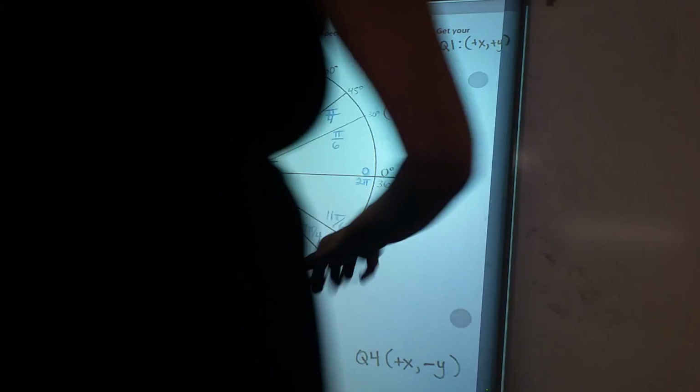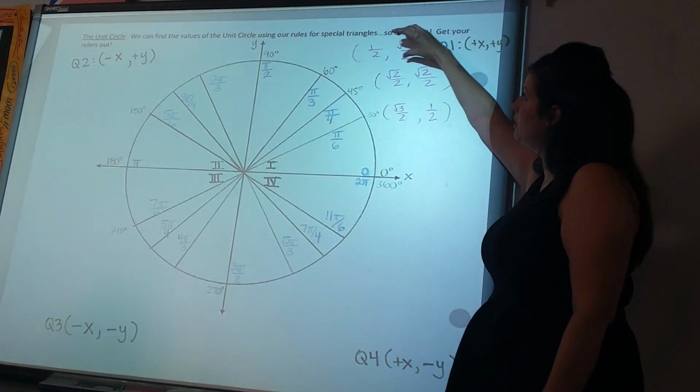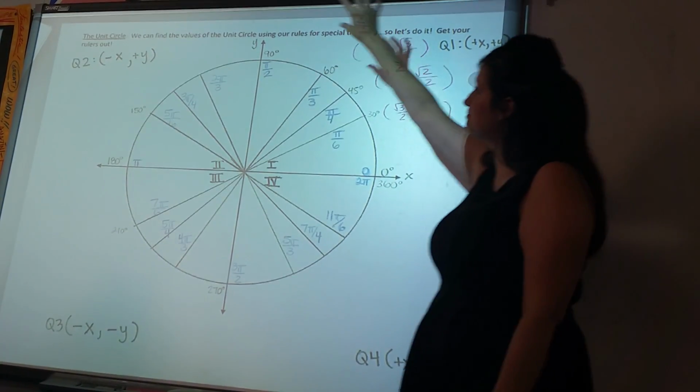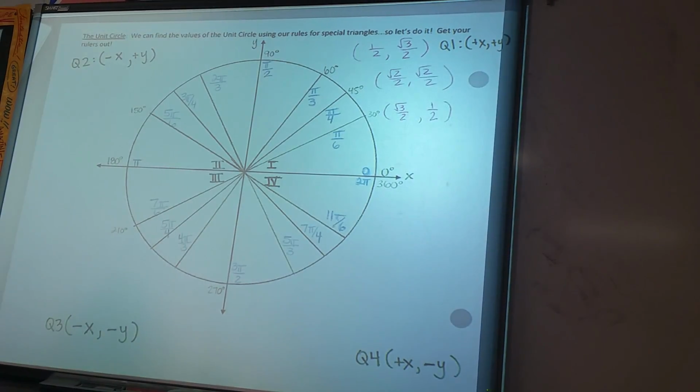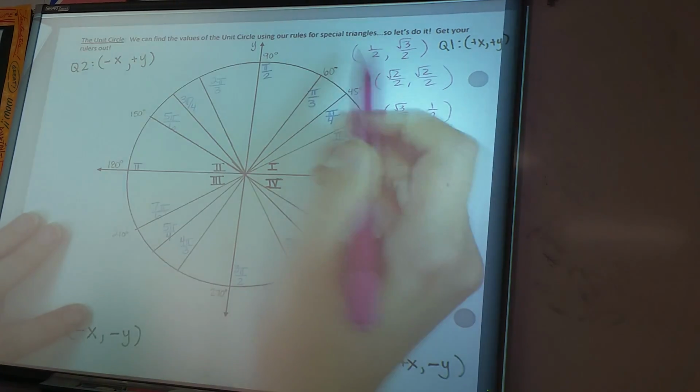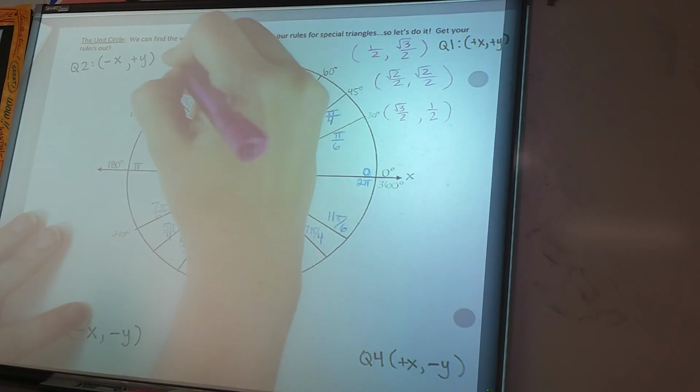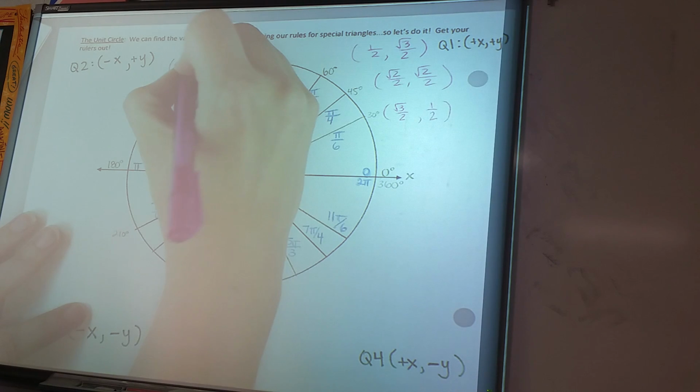Okay, so each one of these is going to be a reflection. So if I reflect this point over here, I'm going to have the same x and y, it's just the signs are going to change. So if I reflect this, instead of positive 1/2, I'm going to have negative 1/2.